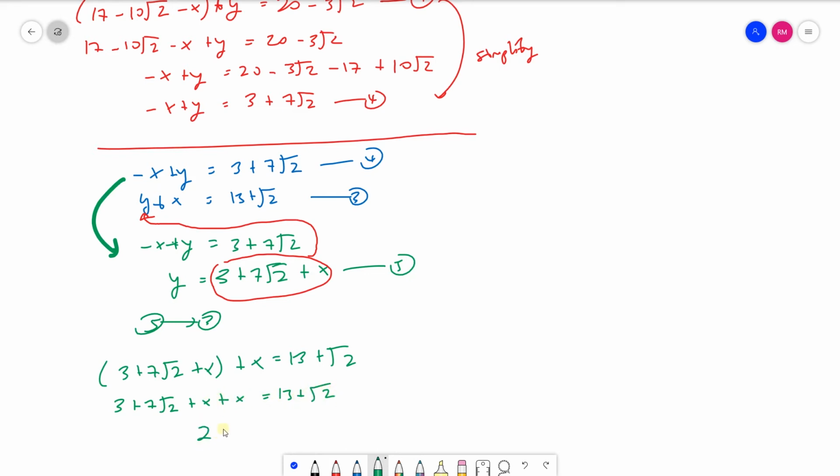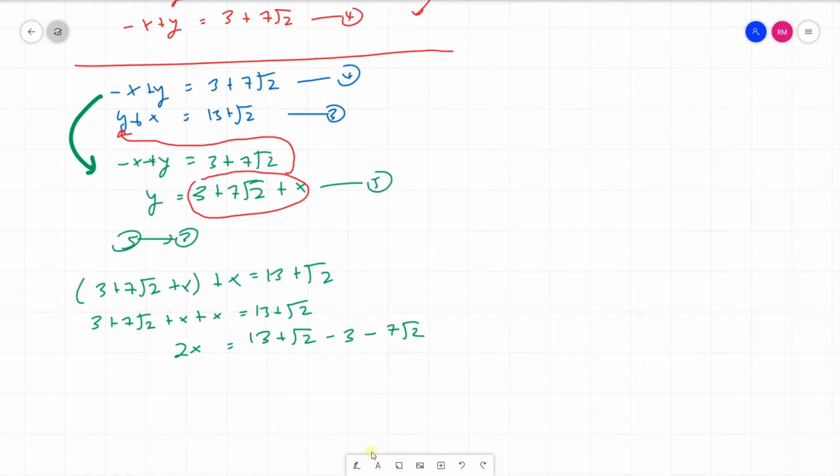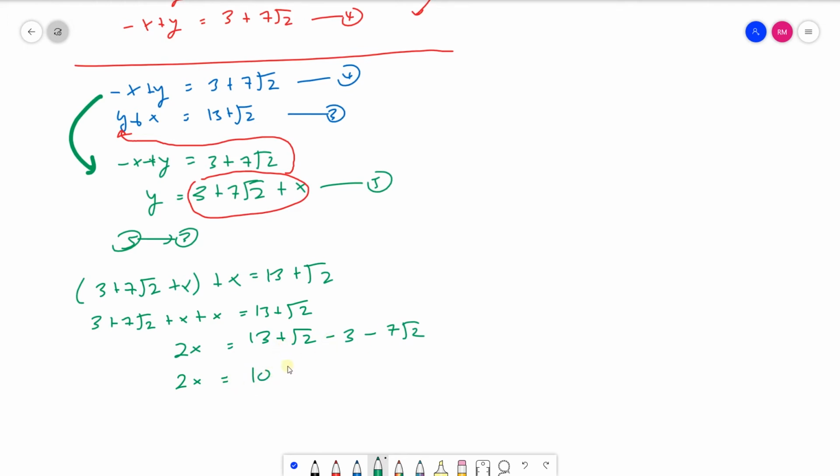So x plus x equals 2x, correct? Let me copy back 13 plus surd 2. Everything else I want to move to the right hand side. Positive 3 is going to be negative 3 if I move it to the right hand side, and positive 7 surd 2 is going to be negative 7 surd 2. So 2x equals 13 minus 3 equals 10, plus surd 2 minus 7 surd 2, which means 1 minus 7 is negative 6 surd 2. Makes sense? Yes, correct. Negative 6 surd 2. If I simplify, it's going to be 10 minus 3 surd 2.